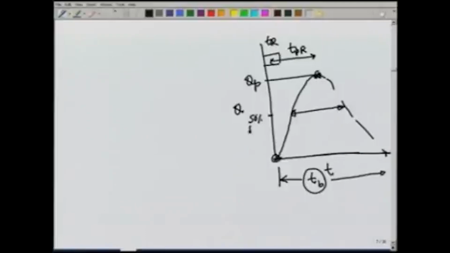QP and call this W50. Similarly, we can also provide some equation for W75, which is at 75% of QP. So, once we know these 4 or 5 different parameters, it would be much easier for us to sketch the unit hydrograph. So, let us first look at this TB, the time base.